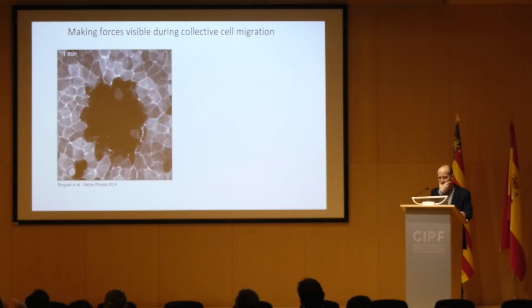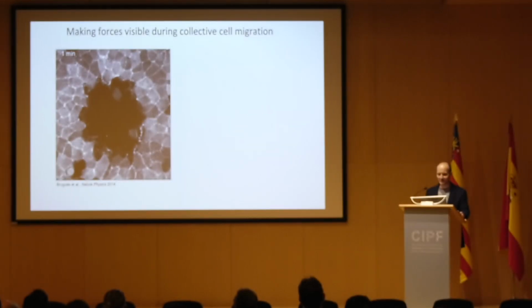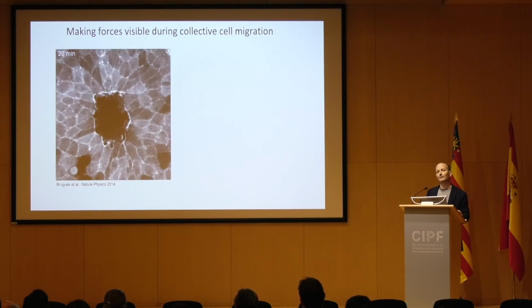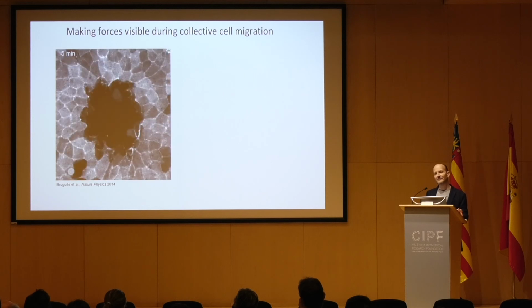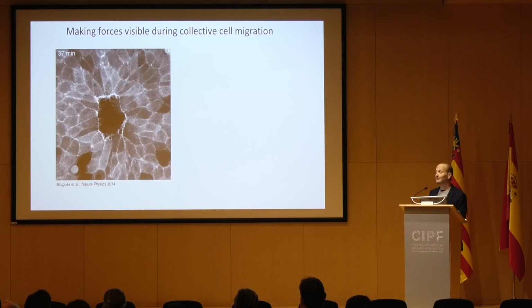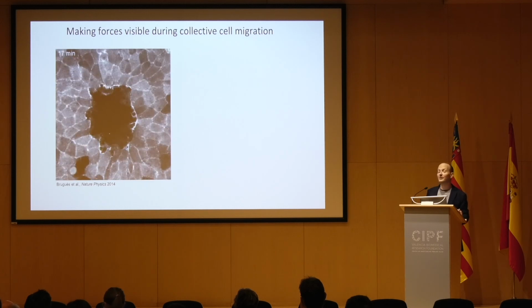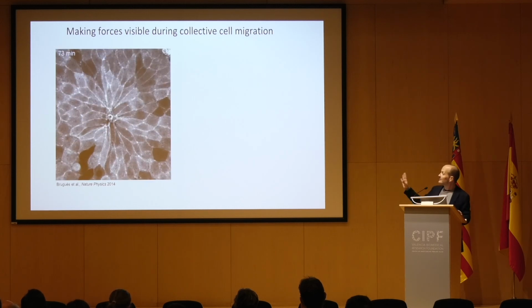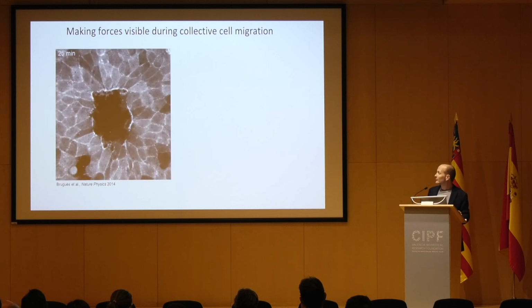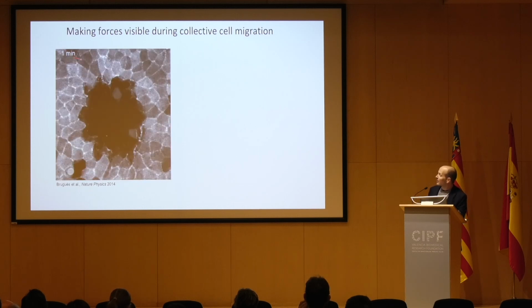Okay, so I'd like to start my talk about migration with this movie. This is a movie that is already quite old, more than 10 years ago. And basically what you're seeing here is a classical experiment of epithelial wound healing. So you take a monolayer of epithelial cells, you scratch it either with the tip of a pipette or, as we did here, with a laser, and then you just watch what happens. And what happens is that these cells start crawling in order to close the gap within about 1 hour.